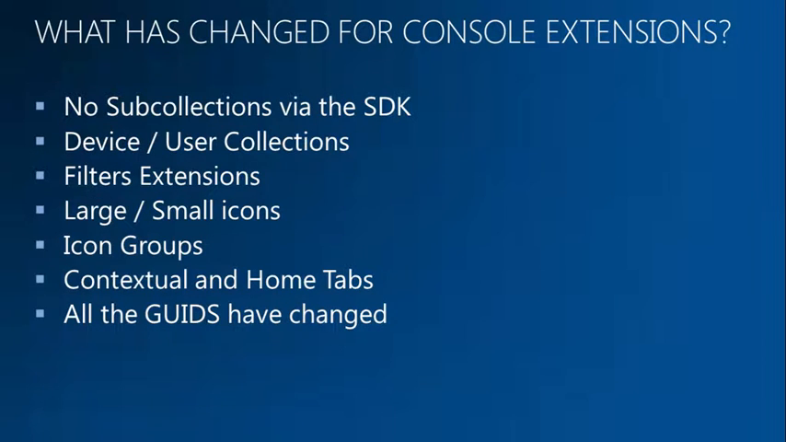We can now filter extensions. So we can do some kind of filter or conditional statement to turn on and off icons. We have large and small icons. You can see this whole big change from what we had before. In addition, we have the ability to have icon groups. We have the contextual tab and the home tab. Again, the contextual tab will group your icons. The home tab allows you to do drop-down menus. So be aware of that when you create and you're testing your console extensions.